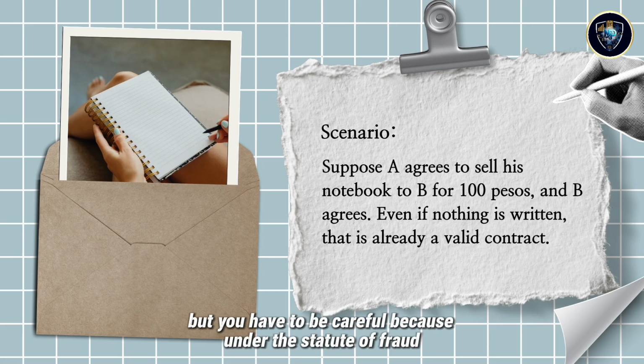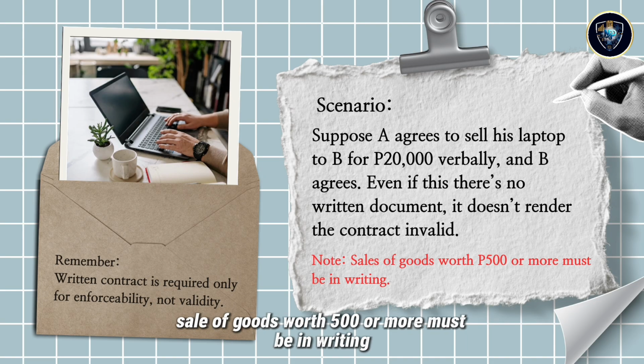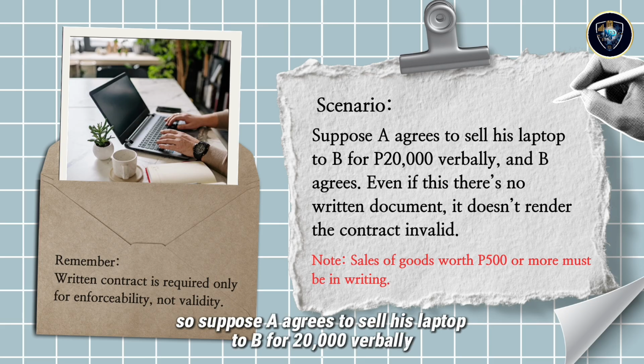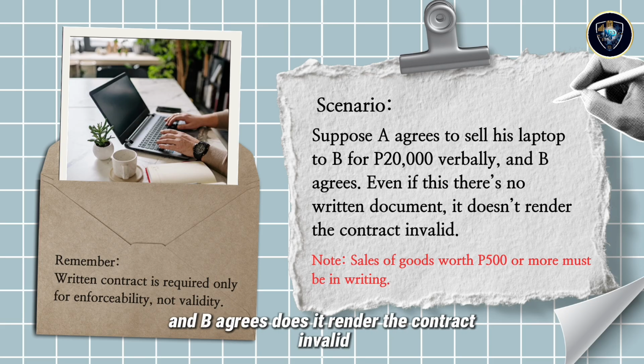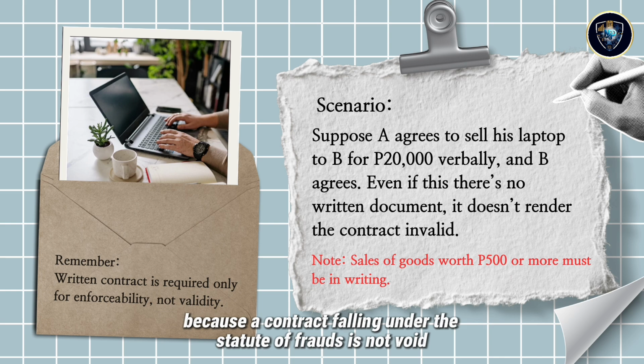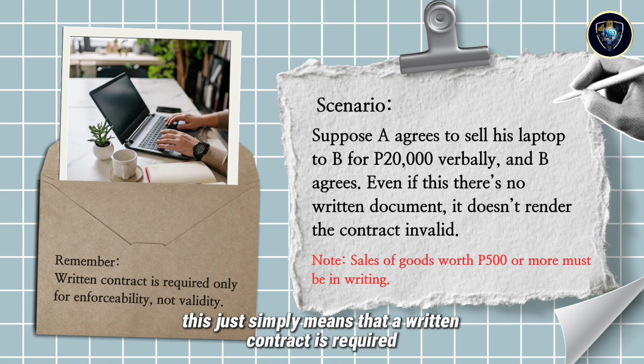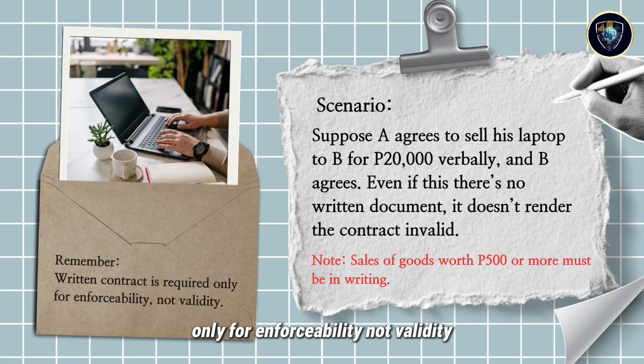But you have to be careful. Because under the statute of frauds, sale of goods worth 500 or more must be in writing. So suppose A agrees to sell his laptop to B for 20,000 verbally, and B agrees. Does it render the contract invalid? The answer is no. Because a contract falling under the statute of frauds is not void, but unenforceable unless evidenced by a written note or memorandum. This just simply means that a written contract is required only for enforceability, not validity.